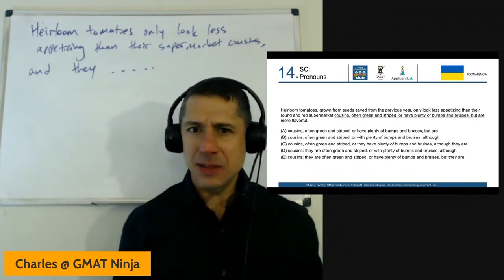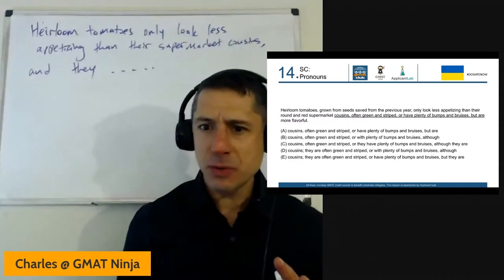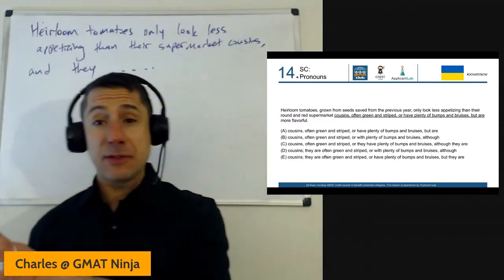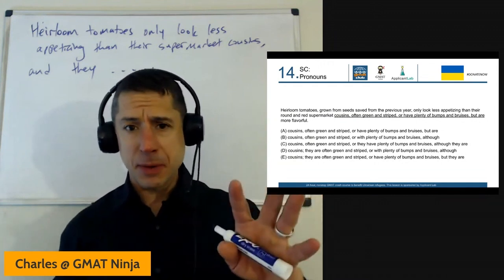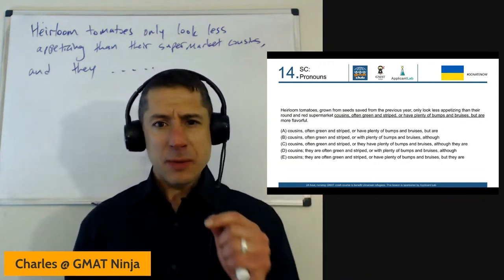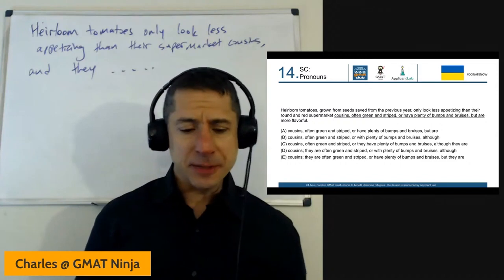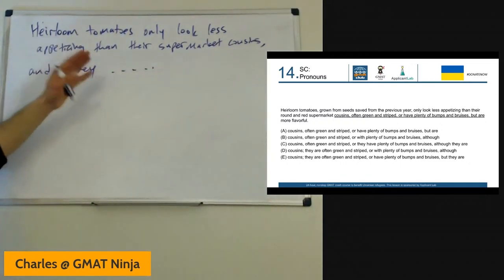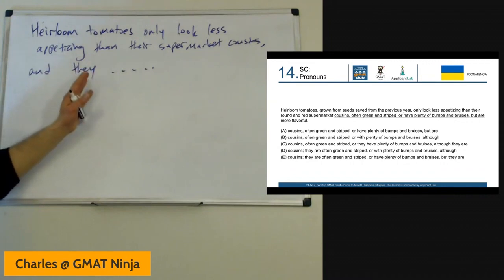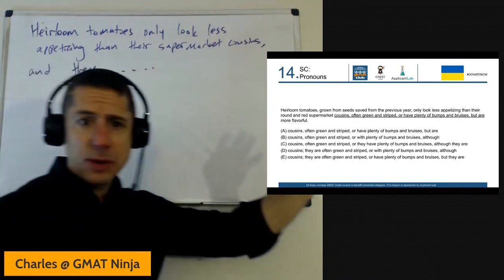Like, I don't think we need to get super mechanical, and I'm going to go through this one pretty quickly because I'm not seeing the struggles in the live group. Plenty of explanations of this on GMAT Club if you have more questions on it. So I'm going to be pretty quick with it. The reason I want to bring it up is specifically the pronoun issue here. Very, very stripped down version that I've written up on the board. Heirloom tomatoes only look less appetizing than their supermarket cousins, and they, whatever.